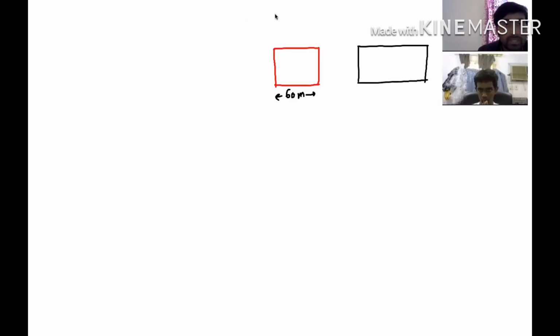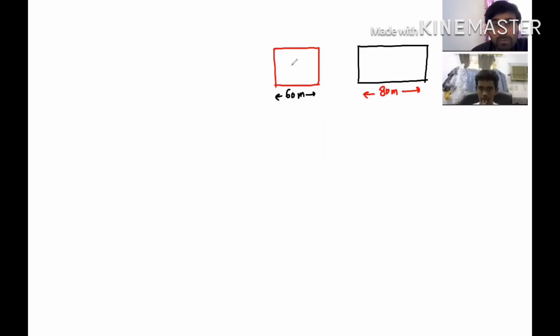This length is given, 80 meters. Now, the question says there is a square field and a rectangular field, and our measurements are given below. These two have the same perimeter.